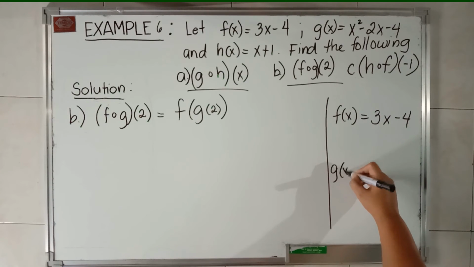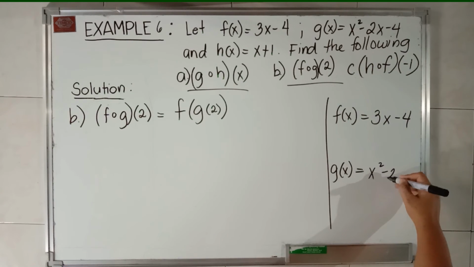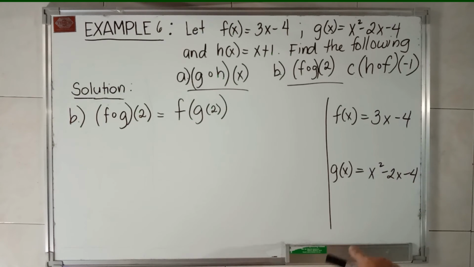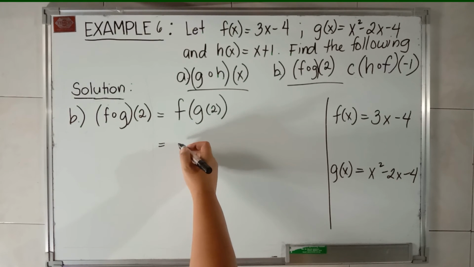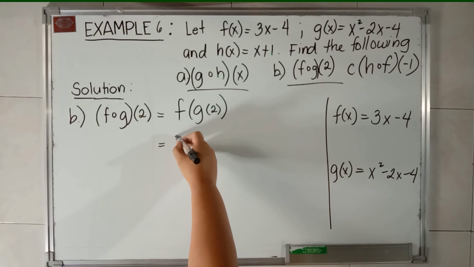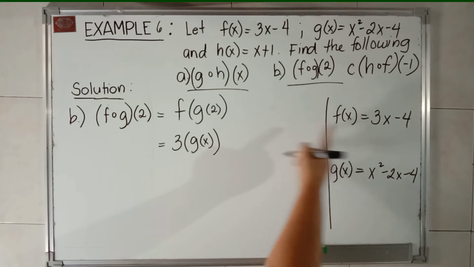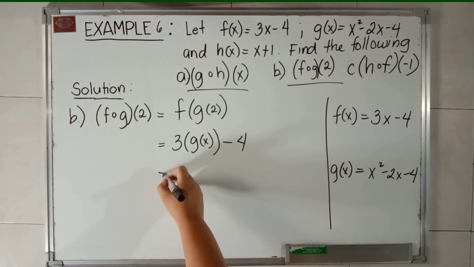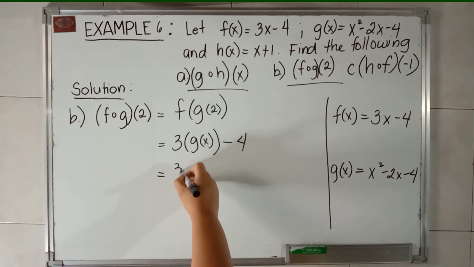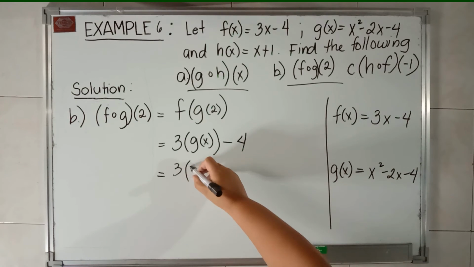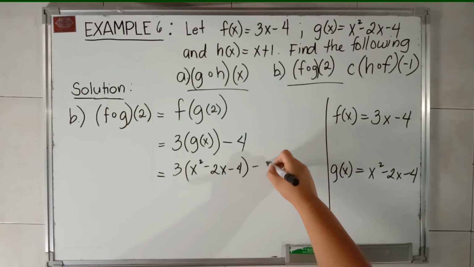And g of x is equal to x squared minus 2x minus 4. So, in place of x in f of x, we will write g of x. So, 3 times g of x minus 4 equals, now we can put the g of x. So, 3 times x squared minus 2x minus 4, minus 4.